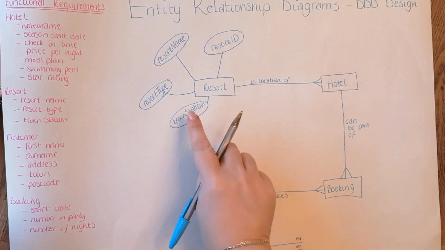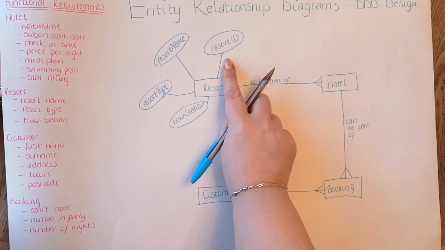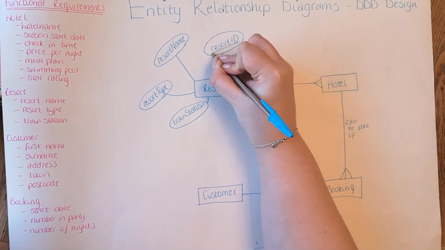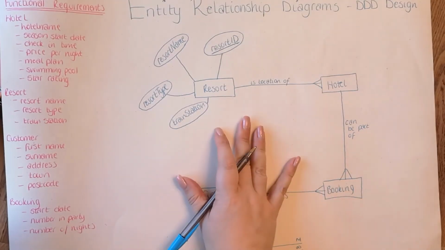The next thing you want to think about is which one of them is special, which one's your primary key, and that's this one, and that has to be identified by underlining it, okay, to make it really obvious that that's the primary key within that entity within the database. Okay, then we move on to hotel.